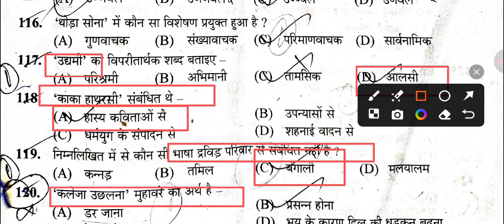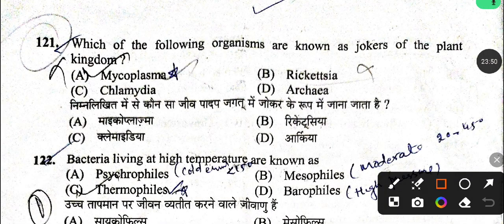Now comes the bio portion, that is botany and zoology. Question number 1 is which of the following organisms are known as jokers of the plant kingdom. Mycoplasma, they are known as jokers of the plant kingdom. Bacteria living at high temperature are known as thermophiles. Psychrophile, they are cold temperature. Mesophile, moderate temperature. And barophile, they can tolerate the high pressure.